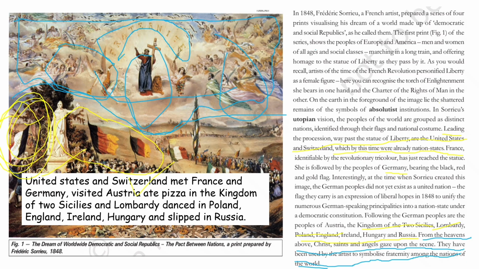So this is about Frederick Sorrieu's image, and the different elements that Frederick Sorrieu represents in his print of the dream of worldwide democratic and social republics. In my next video, I'm going to post certain questions on this topic, and we'll continue with the next paragraph in the next video.